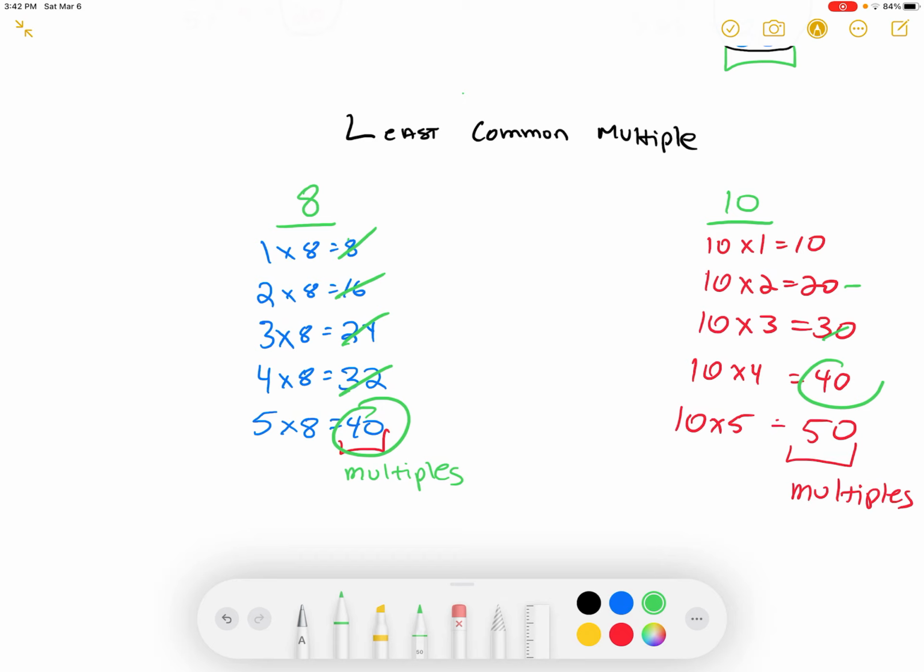Oh, look, here it is. 40 and 40. That is the smallest multiple both of them share. So that is the smallest common multiple. And that's it.